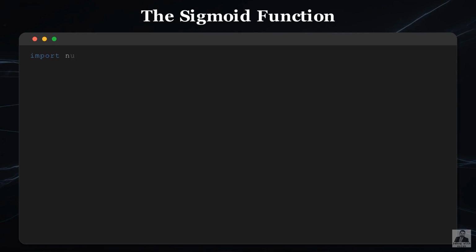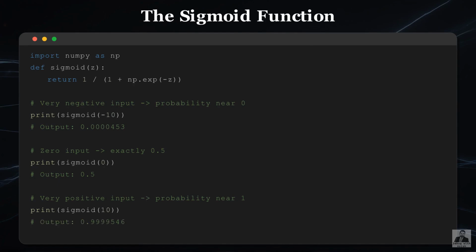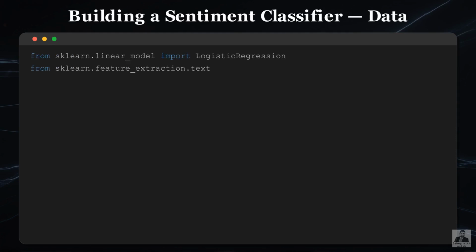The sigmoid function takes any real number and maps it to a value between 0 and 1. The formula is 1 divided by 1 plus e to the power of negative z. Very negative inputs produce probabilities close to 0. An input of 0 produces exactly 0.5. Very positive inputs produce probabilities close to 1. This makes it perfect for binary classification where we want to output a probability that something belongs to the positive class. We set up a sentiment classification task.